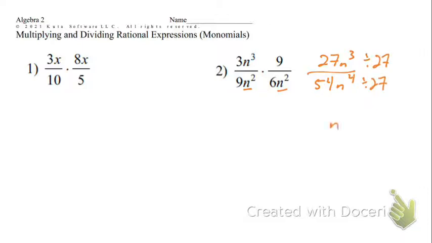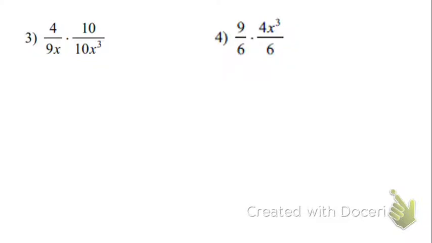So this would be n to the third over 2n to the fourth, and 3 minus 4 is negative 1, so this would be 1 over 2n. Otherwise known as, 3 of them go away, and we're left with 1 here. And that's how we get that. So that's 2 examples down.